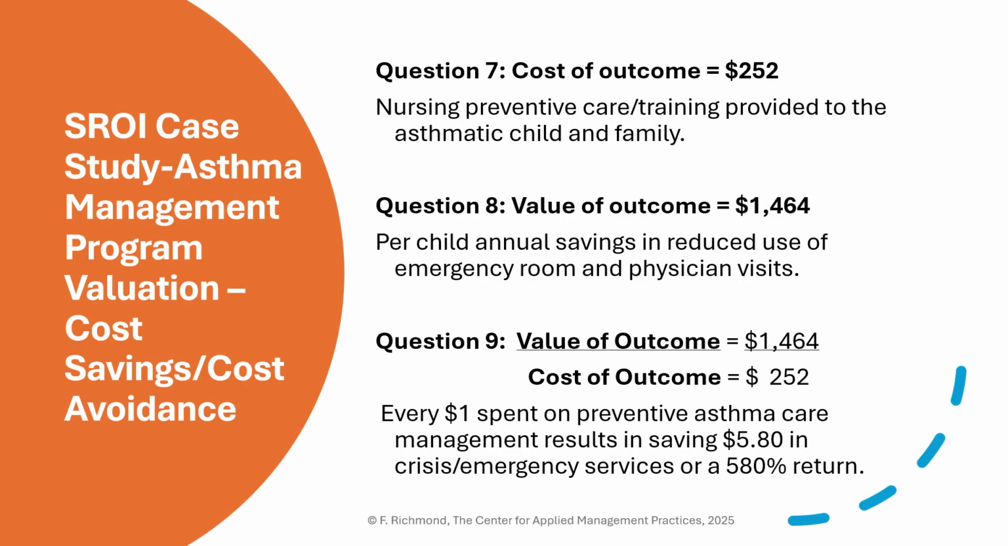All right, so looking at that same methodology, there's your question 7, 8, and 9. The cost to produce the outcome per kid was $250. That's her salary divided up among the kids, okay? The value was $1,464. We knew that because we had the hard data. And if you compare the cost of the outcome to the value, it's a 580% return. That's huge in a life-saving type program. So here's what I learned. For every dollar in preventive care, I generate $580 in savings.